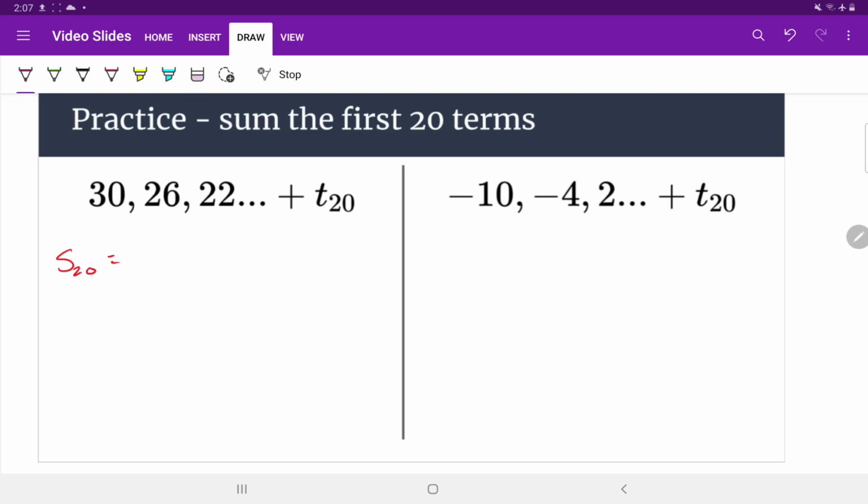Got to do the division. So I'm going to go 20 divided by 2, times 2 times 30, close, plus, and then it's going to be 20 minus 1. And my common difference is minus 4, close that. And so I'm going to have 10 times 60 plus 19 times negative 4.